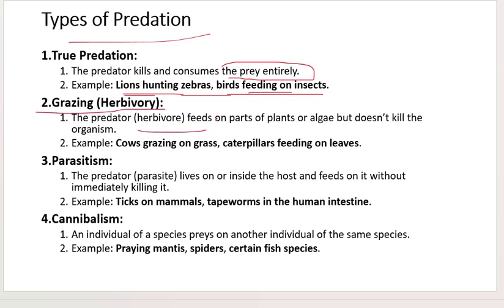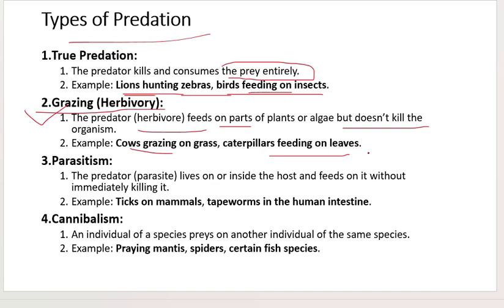They feed on parts of the plant or algae, but they do not kill entire plants, the entire organism. So they are called grazing. Examples: cows grazing on grass, caterpillars feeding on leaves. They will be eating only half the portion of the leaves or organism or plants.